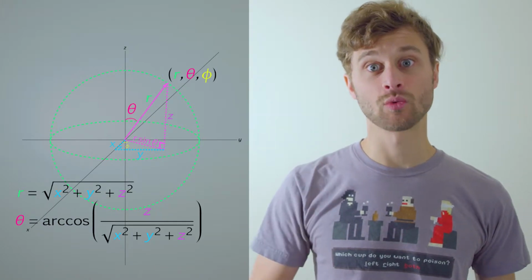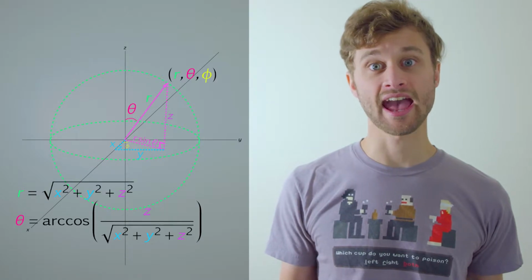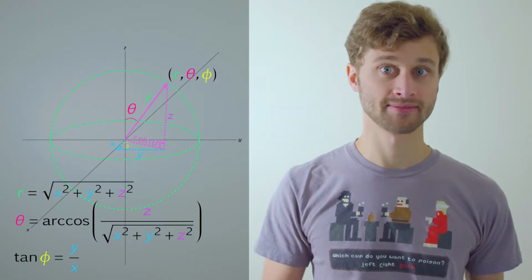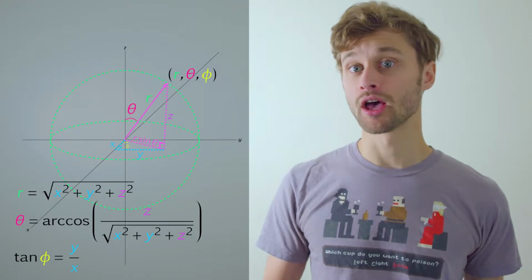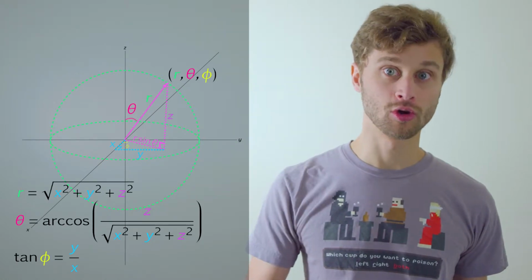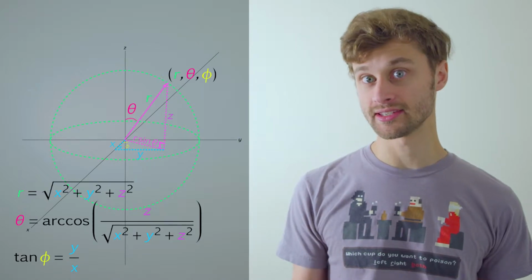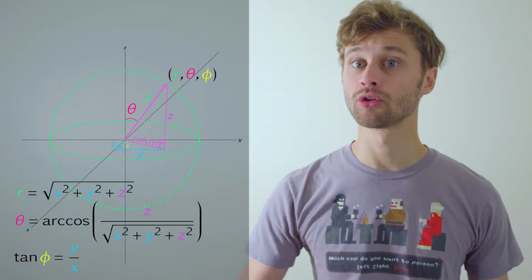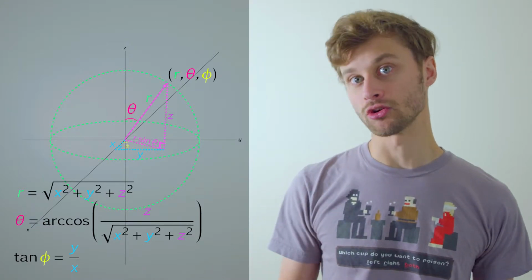Phi sits here in the xy plane, and so it can be defined by the tangent of phi being equal to y over x. As you can see, phi bears a lot of resemblance to the angular coordinate in the polar coordinate system. Theta, therefore, is the new coordinate that expands us from the polar coordinate system into the spherical coordinate system. Let's take a look at an example.